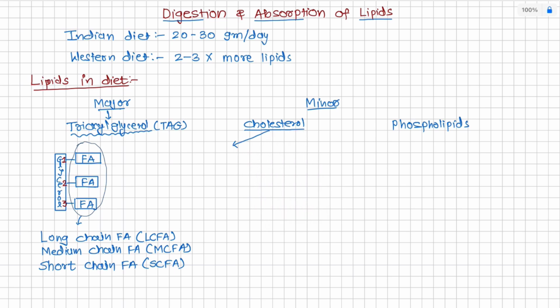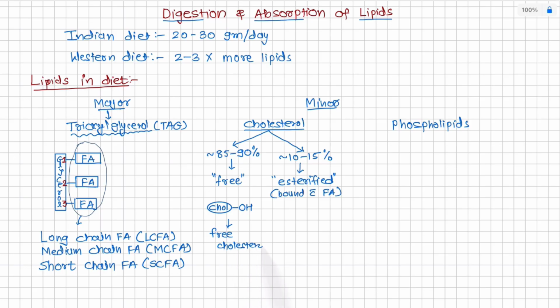Now let's talk about cholesterol. Most of the cholesterol in the diet, about 85 to 90%, is in the free form. The remaining 10 to 15% is in the esterified form, meaning it's bound with the fatty acid. This oval represents cholesterol and this hydroxyl group is very important. So this is a free cholesterol. When this hydroxyl group is replaced by a fatty acid, we get cholesterol ester.